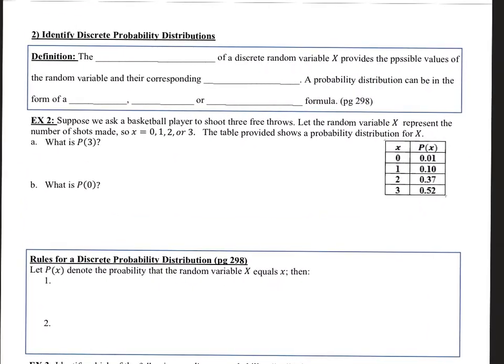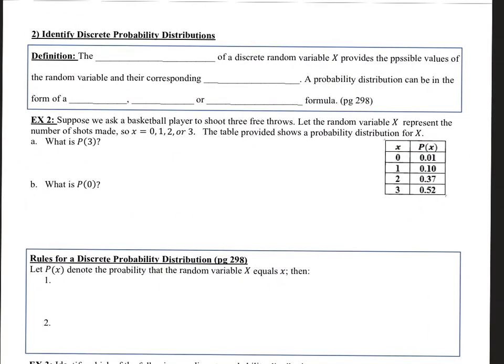For number 2, identify discrete probability distribution. All right, the probability distribution of a discrete random variable x provides the possible values of the random variable and their corresponding probabilities. A probability distribution can be in the form of table, graph, or mathematical formula.